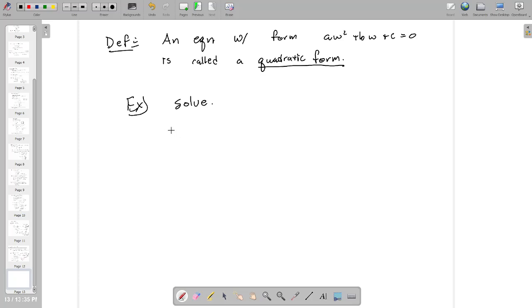So let's solve this equation. Suppose that we have x to the 4th minus 6x squared minus 16 is equal to 0. Now we have a quadratic form, we just have to use a substitution to get to this point. Let's say that w equals x squared. Well, x to the 4th is x squared squared. Notice that if we square both sides, we would have w squared is equal to x to the 4th here. So this would become w squared minus 6w minus 16 is equal to 0. And we have a quadratic form.